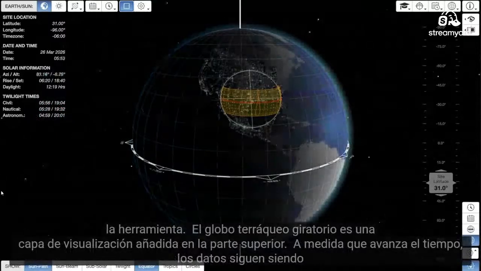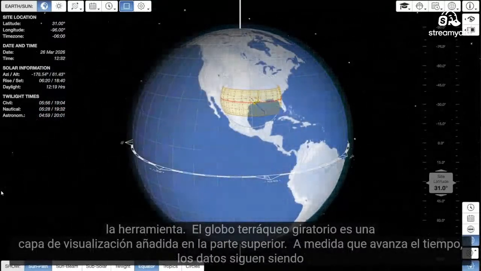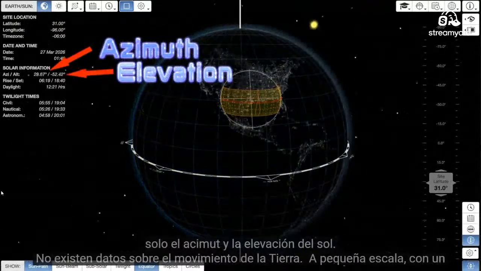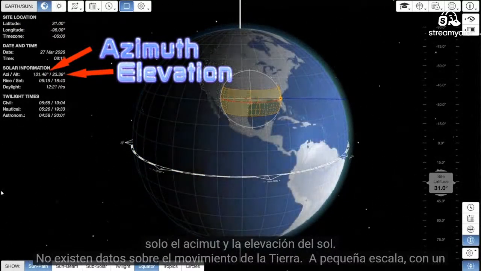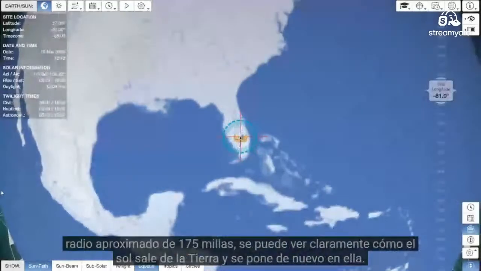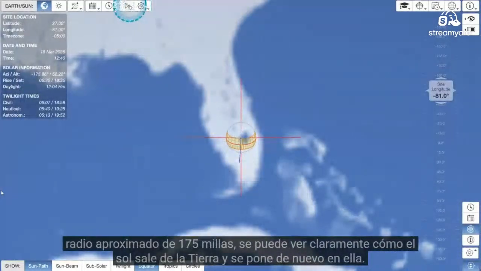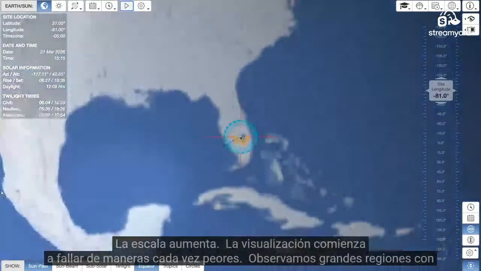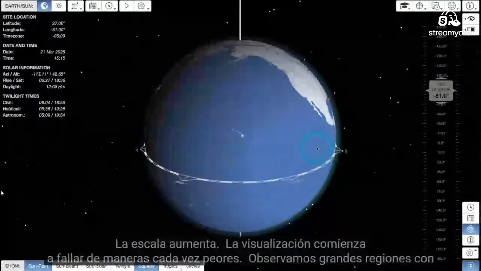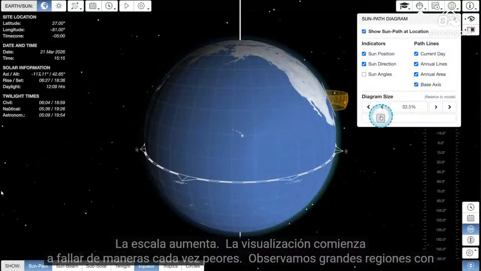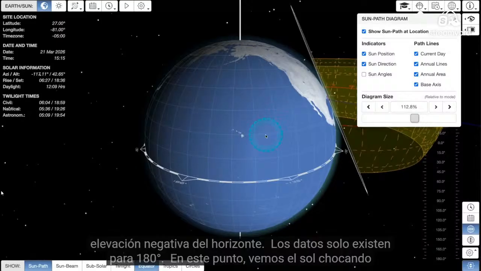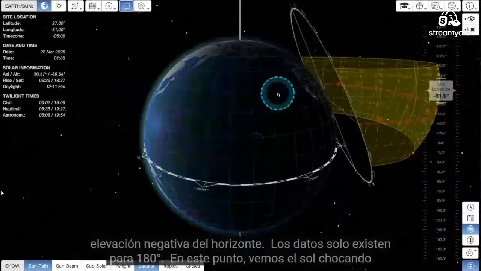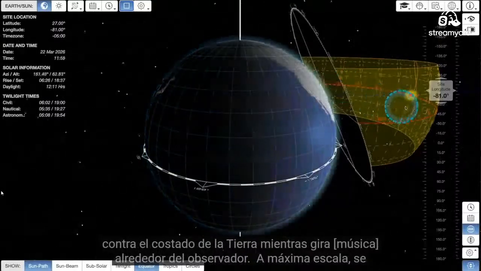The rotating globe is a visualization layer added on top. As time moves, the data is still only sun azimuth and elevation. There is zero data for Earth's motion. At small scales, roughly 175 miles in radius, you can clearly see the sun rising from Earth and setting back into Earth. As the scale increases, the visualization begins to fail in worse ways. We see large regions of negative horizon elevation. The data only exists for 180 degrees. At this point, we see the sun crashing into the side of Earth as it rotates around the observer.